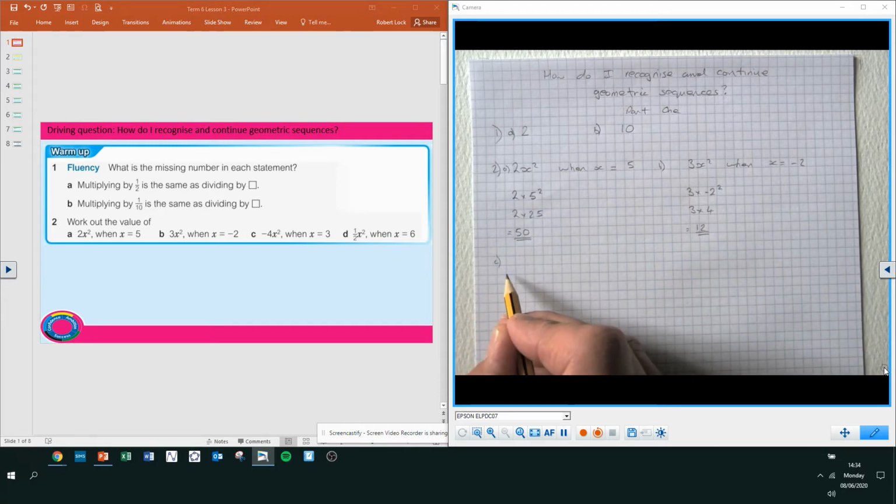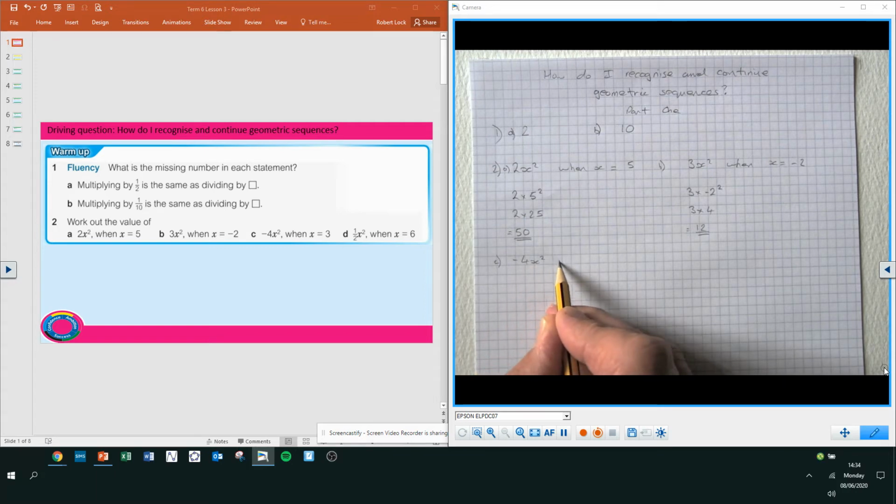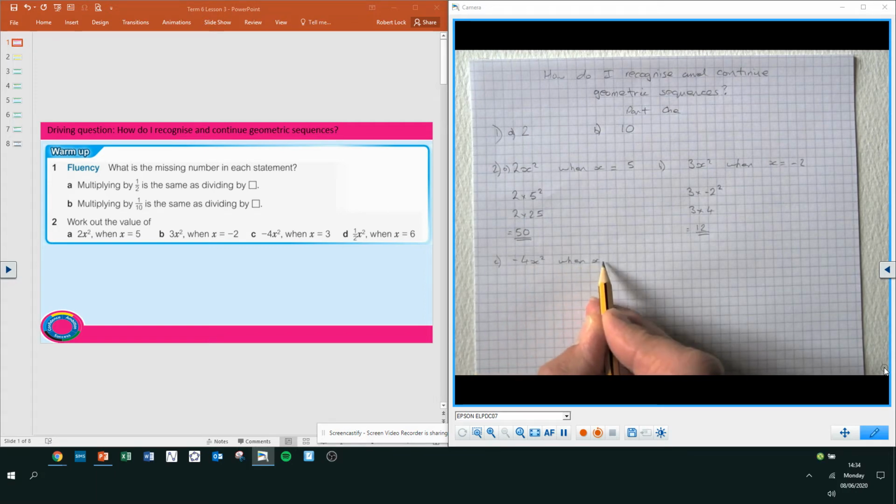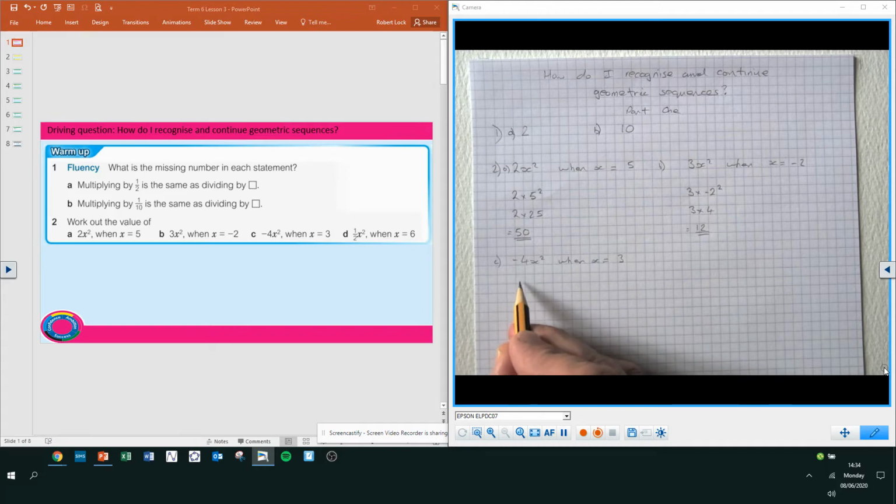C. -4x squared when x equals 3. So substituting the values into our expression. -4 times 3 squared. 3 squared is 9. -4 times 9 is -36.